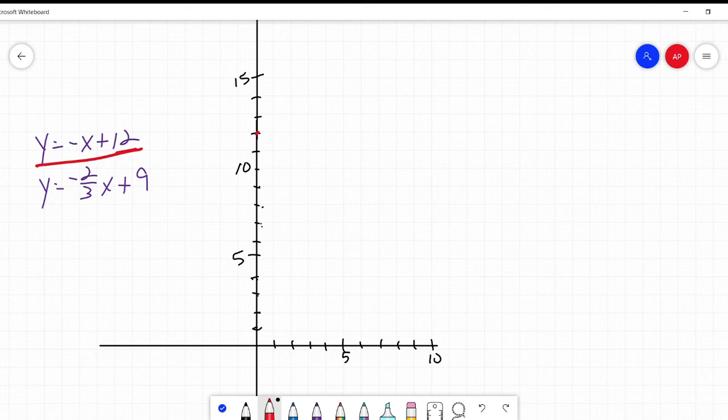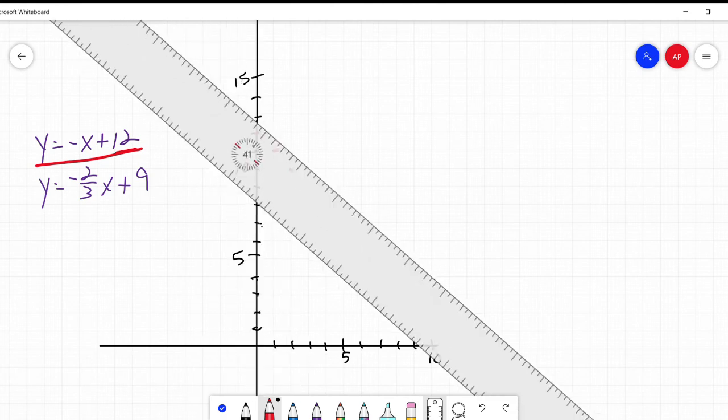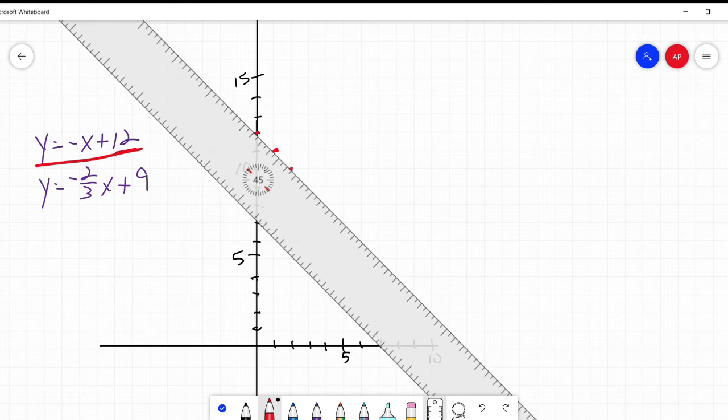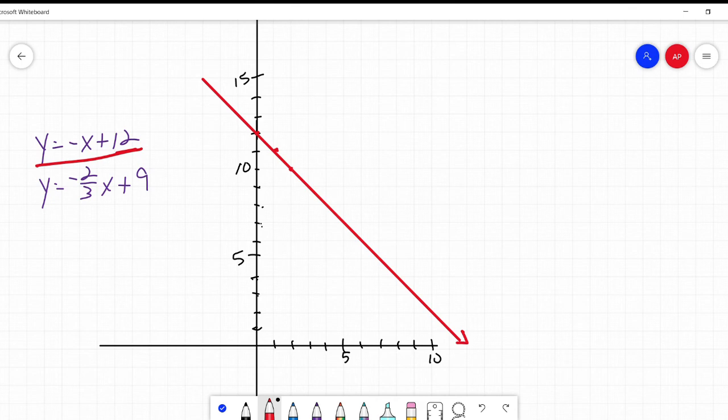And then a negative x, negative 1 slope, means I rise negatively. So negative 1 over 1. That means go down 1 to the right 1, down 1 to the right 1, etc. So I'm going to take my ruler, and there we go. A lovely little 45 degree angle, and I'm going to drop that line there. So that's my first line, y equals negative x plus 12.